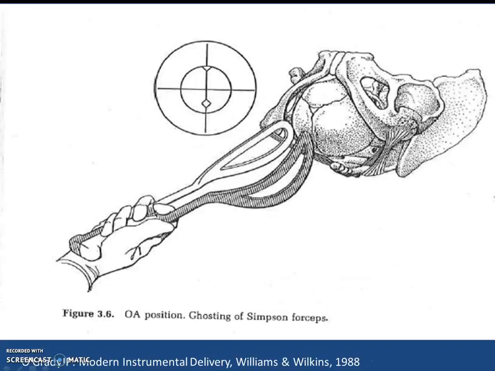Here we're getting ready to apply an outlet forceps. You have a diagram of the position as shown on the upper left, and here is what we call ghosting, where you hold the forceps similar to how you will apply them. Note that the right blade is on top, and that is applied second so that you have better ease at actually locking the blades.